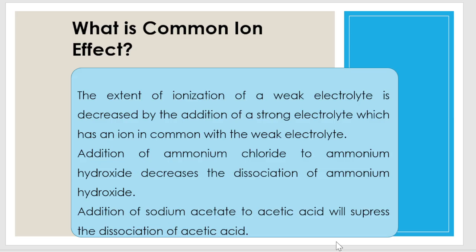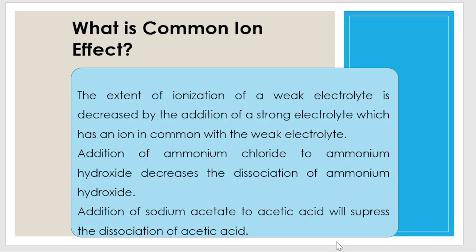What is common ion effect? The extent of ionization of a weak electrolyte is decreased by the addition of a strong electrolyte. So, if we consider a weak electrolyte, its ionization or dissociation decreases if we add a strong electrolyte to it which has an ion in common with the weak electrolyte. That means if both have the common ion, definitely the weak electrolyte dissociation decreases.